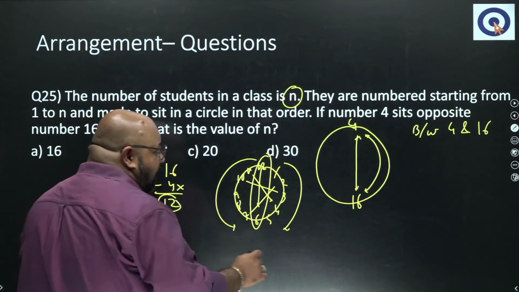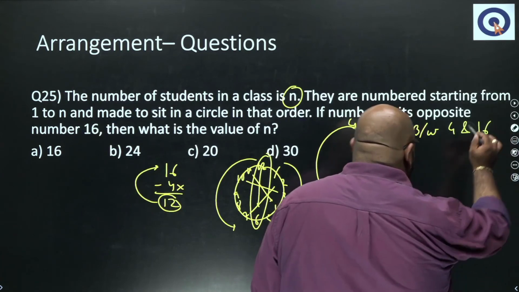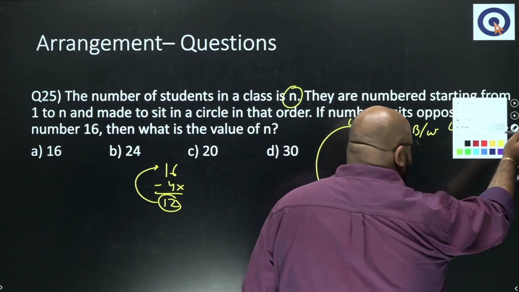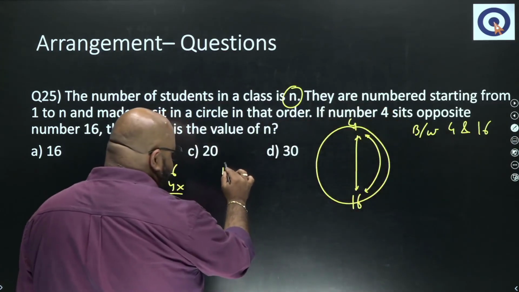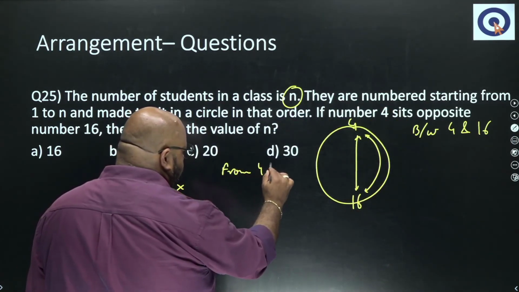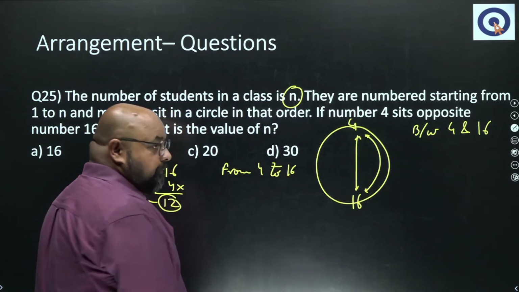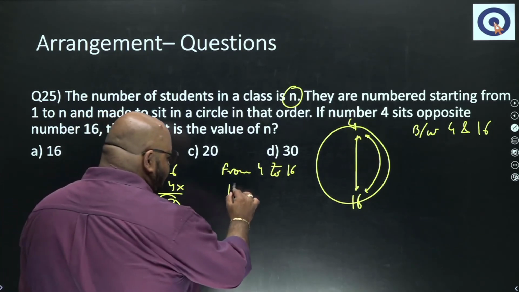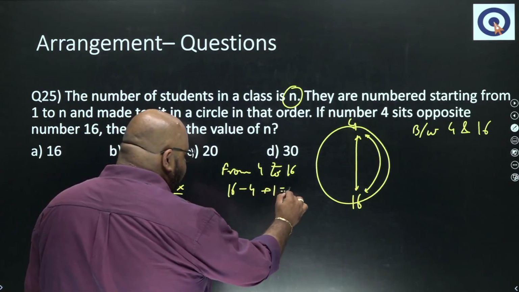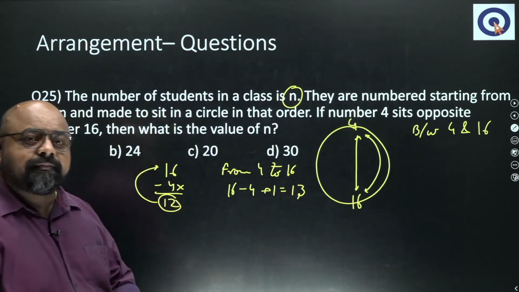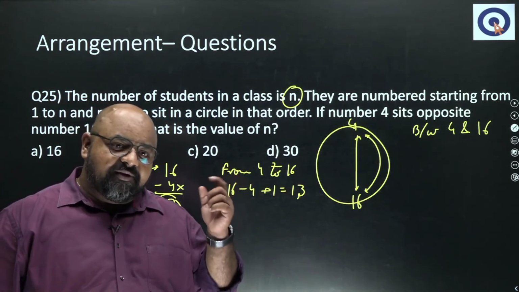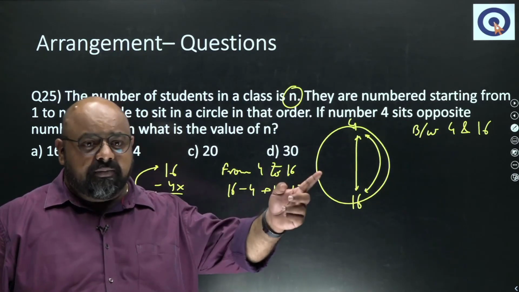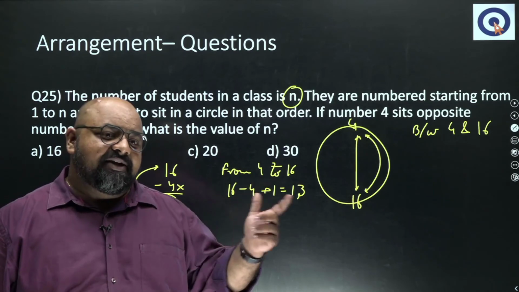If I have to count from 4 to 16, both 4 and 16 have to be included. So what I do is I add 1 to the difference. Why? Because 16 minus 4 gives me a value which includes 16, does not include 4. So to include 4, I'll add 1. So when you are counting from A to B, the number of numbers is B minus A plus 1.